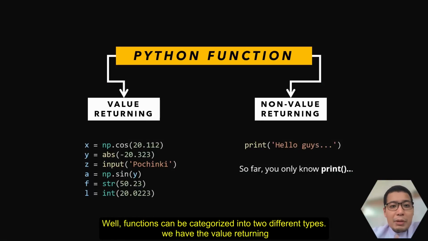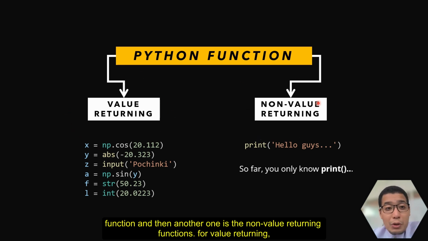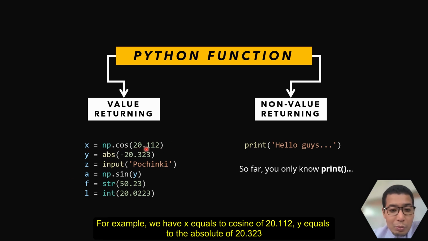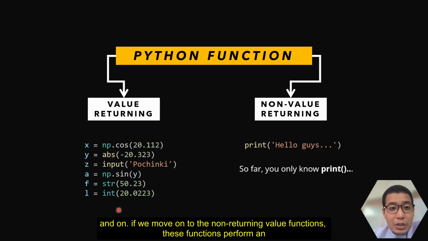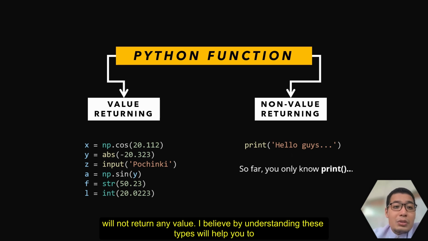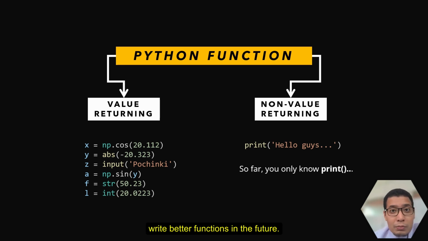Functions can be categorized into two different types. We have the value returning function, and then another one is the non-value returning function. For value returning, these functions will calculate a result and then return it using the return statement. For example, we have x equals cosine of 20.112, y equals the absolute of 20.323, and so on. If we move on to the non-value returning functions, these functions perform an action but do not return any value. For example, here, print hello guys. The print function will not return any value. I believe that understanding these types will help you to write better functions in future.